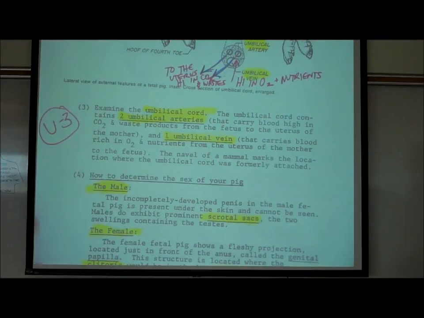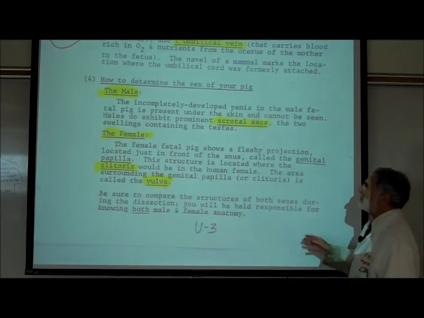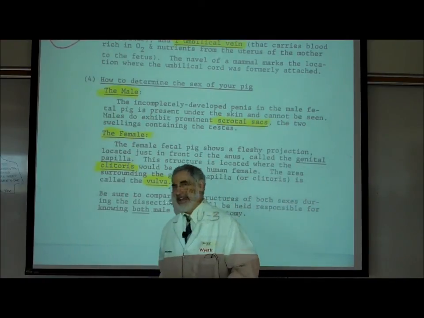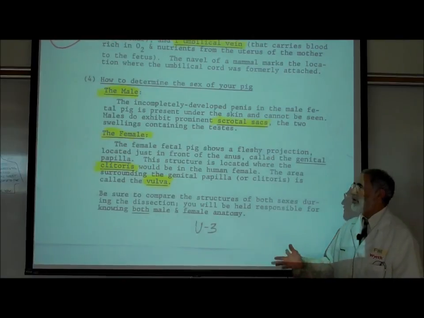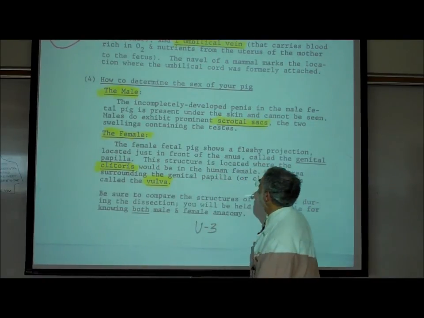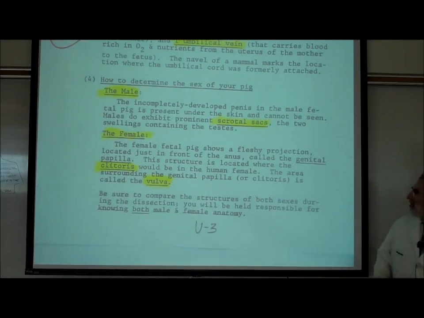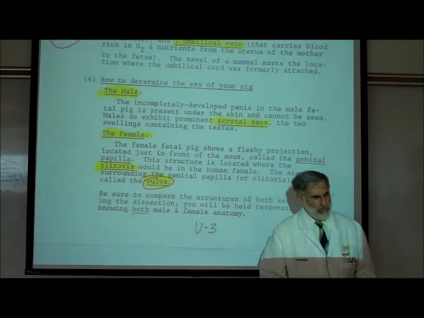Now, how do you tell the male from the female? Well, first of all, obviously in an adult human or a pig, there'd be a penis and scrotum with the testes. In the female, the genital area of a human female is called the vulva. That word is written right here, the vulva. That refers to the genital area of the female.